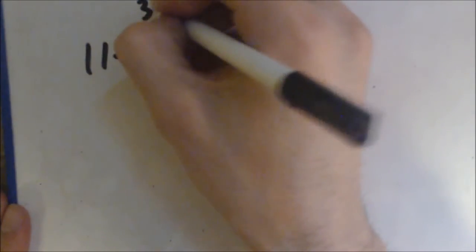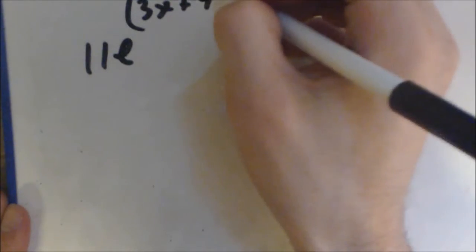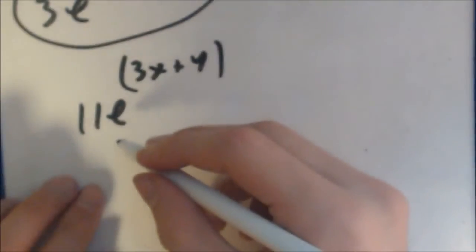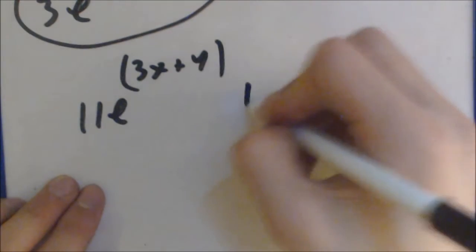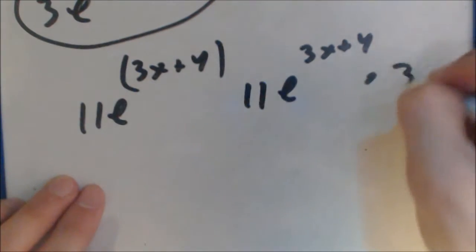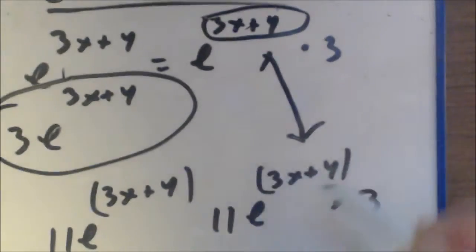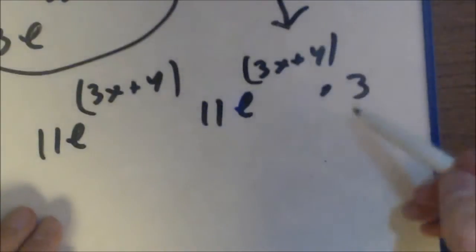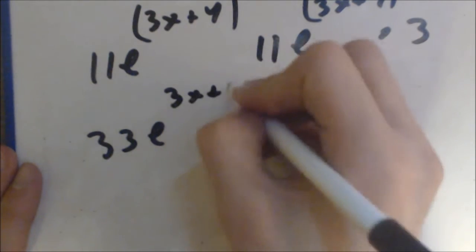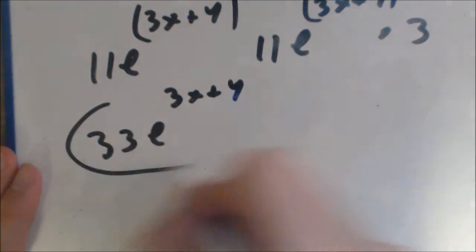And then for one last problem, I'm not going to erase that. We're going to have 11e, like if we had a coefficient in front. If we had a coefficient in front such as 11, this would be equal to 11 e to the 3x plus 4, times 3, just like from up here. Then you just multiply 3 times 11, and you're left with 33e to the 3x plus 4. And this is the derivative here.